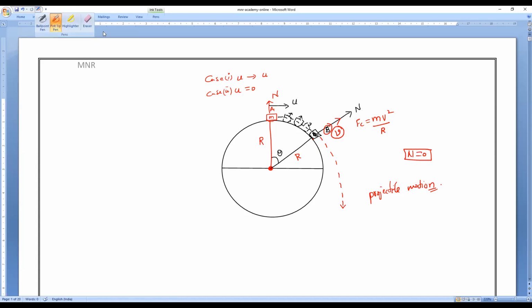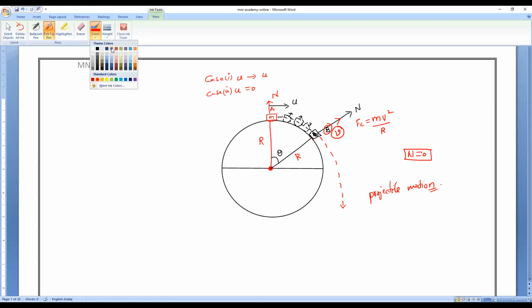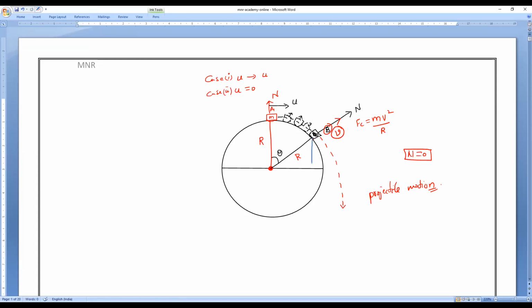So let us apply it at this point. At this point something is acting in the downward direction. What is that called, everybody? Yes, it is called mg. Understanding? So now first let me go to the baseline.